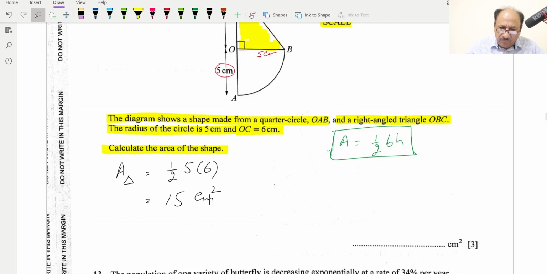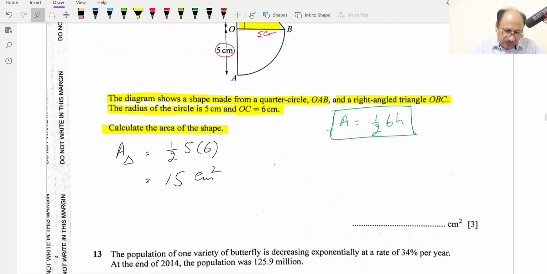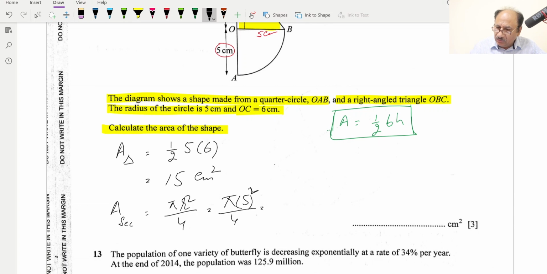Now the area of the quarter circle, basically the area of the sector. This will be a quarter circle, so it will be pi r squared by 4, and we can mention pi, and r is 5, so 5 squared I will put in brackets over 4, and we can calculate this one.